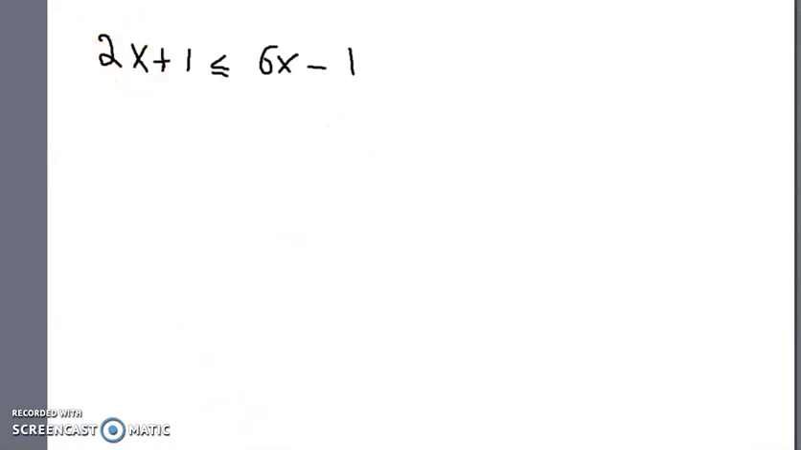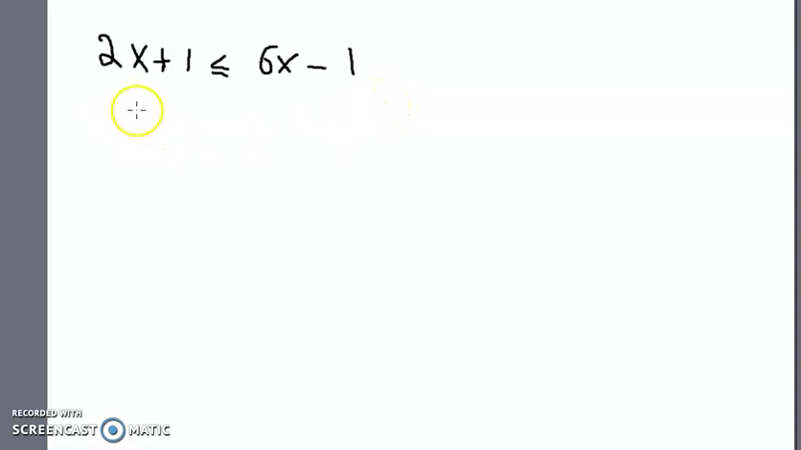The general thing here is that we should know that this side is equivalent to this side, by saying that 2x plus 1 is less than or equal to 6x minus 1. So the steps are normal. It's like we are solving normal equations. Okay, let's start. We solve the inequality as we solve normal equations.